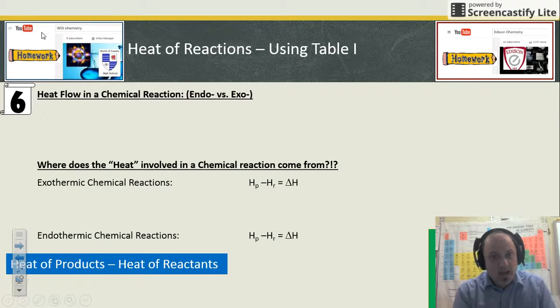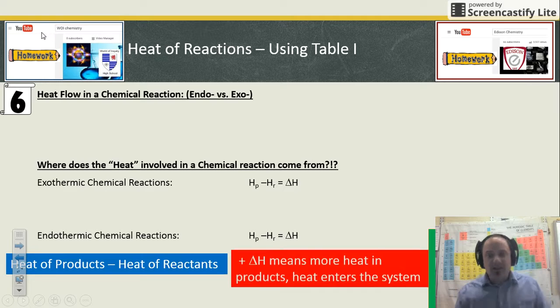Opposite's true as well. We still figure out heat of products minus heat of reactants to figure out the overall heat of the reaction. But if our delta H is positive, it means that our products have more energy heat-wise than the reactants did. So they absorbed that energy from somewhere, and heat has entered the system as a result.